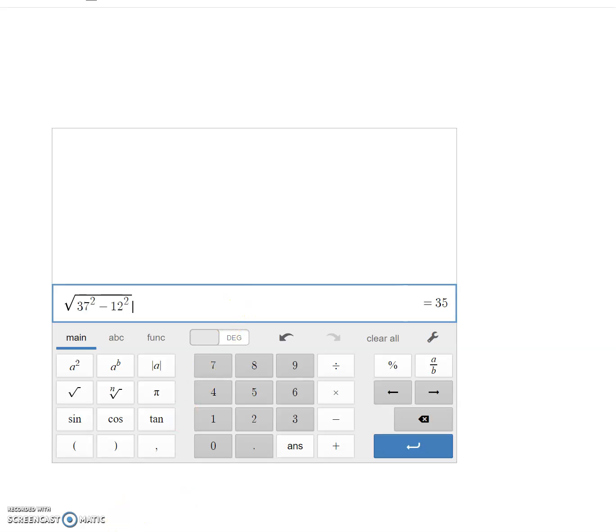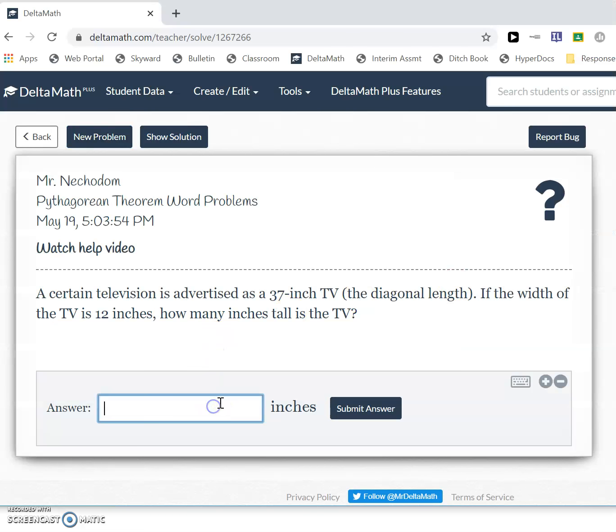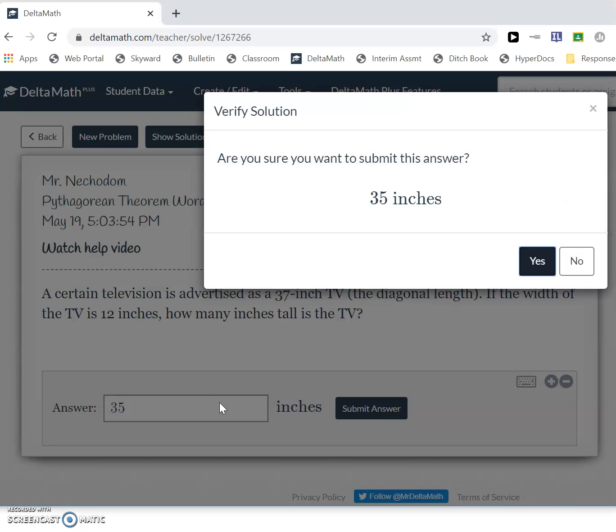So now let's go back over here to Delta Math, type in 35, and get my answer.